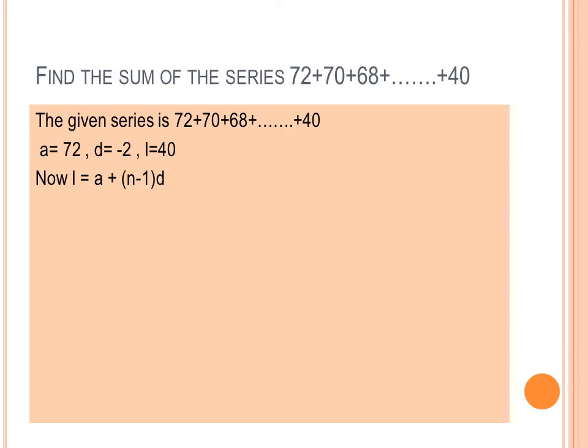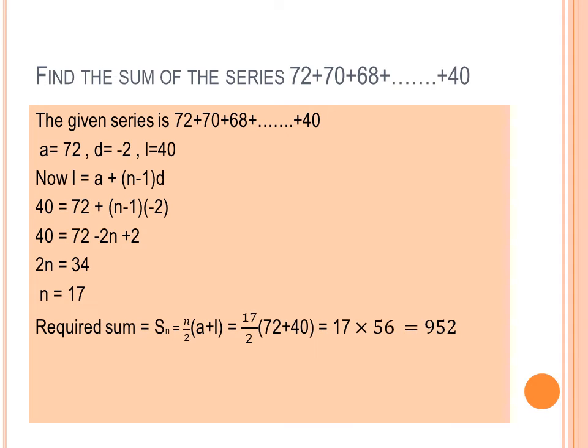Now L is equal to a plus n minus 1 into d. 40 is equal to 72 plus n minus 1 into minus 2. So 40 is equal to 72 minus 2n plus 2. So this comes out to be 2n is equal to 34. So n is equal to 17. So the required sum is Sn is equal to n by 2 into a plus L. Putting the values, that is 17 by 2 into 72 plus 40, is equal to 17 into 56, is equal to 952.